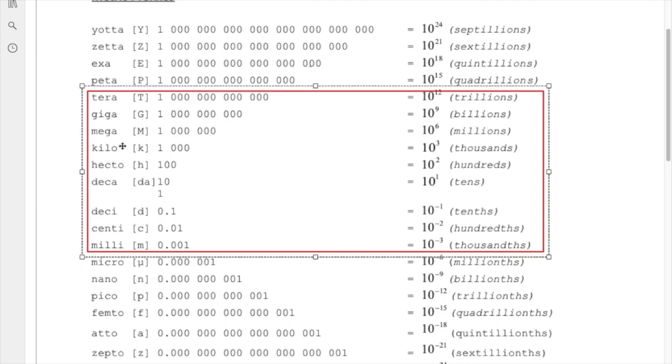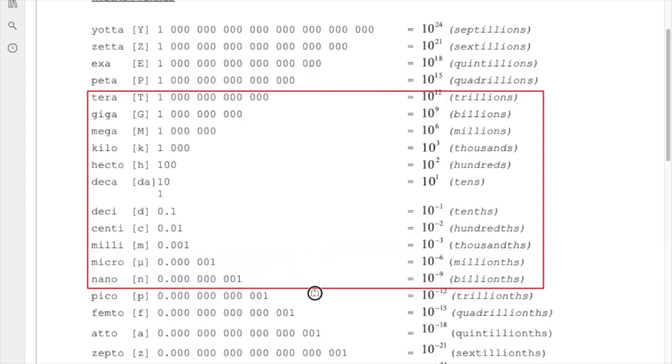But these metric prefixes, there are actually a lot more. We even have things like peta, exa, zetta, iota. I think iota is my favorite. But we don't need to know all of these. So for grade 11, I expect students to know this range right here, and that is from tera down to nano.